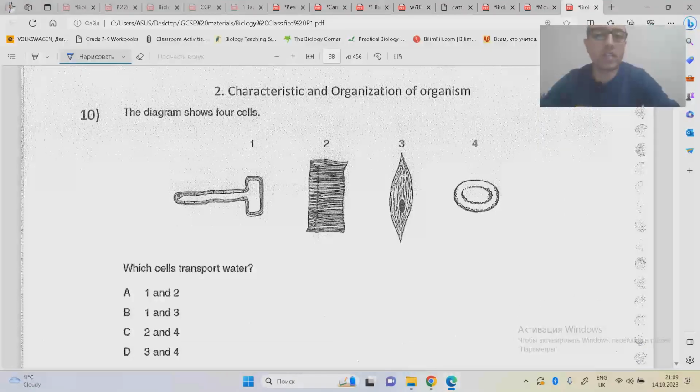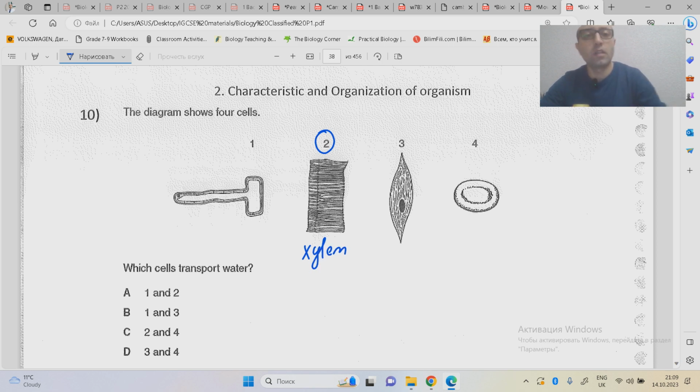Which cells transport water? Transport of water is a function of the xylem. Xylem in this picture is number 2. So this is a xylem. Another piece of information you must know: 3 is a muscle cell. 4, as we said, is a red blood cell. 1 is a root hair cell.